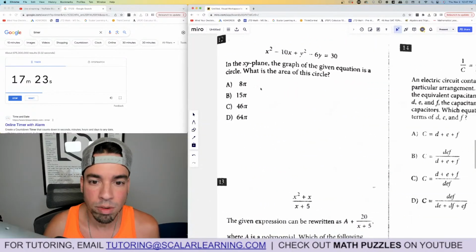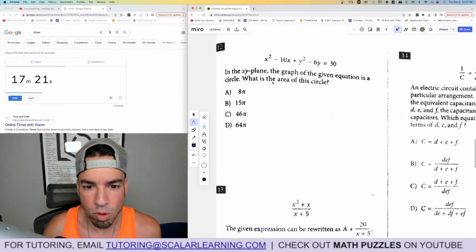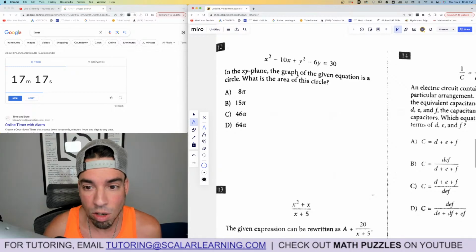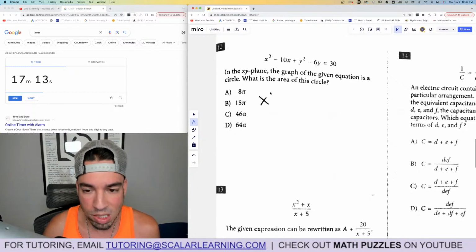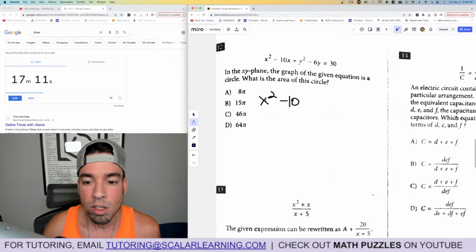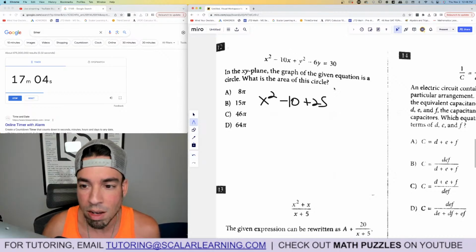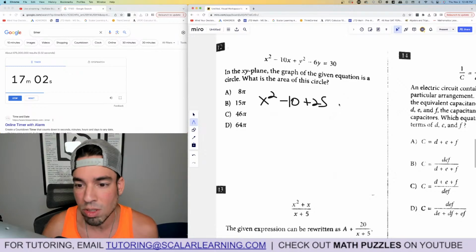Okay, let's go on to 12. All right, here we go. In the xy-plane, the graph of the given equation is a circle. What is the area? Ooh, interesting. We need the radius to get this. So I have to put it in our nice standard form. We've got x squared minus 10x. I like this question because it's a little spin on what we normally see. So for x squared minus 10x, I have to complete the square: take half of this and square it. So (-5) squared is plus 25, but I also have to add 25 to the other side. I'll do that at the end.